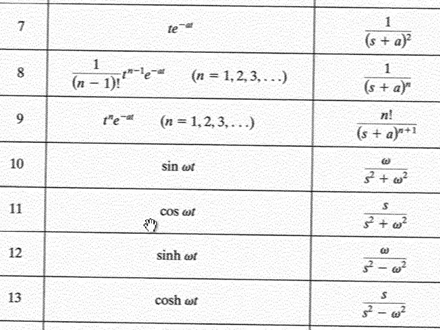The first function that we have matches line 11. We have an s in the numerator, and we have s squared plus a constant in the denominator. The second function matches line 10. We have a constant in the numerator, and we have s squared plus the square of that constant in the denominator. So we can use both lines 10 and 11 to solve our problem.